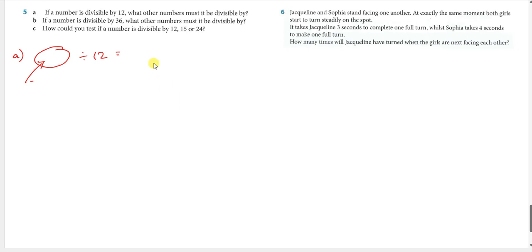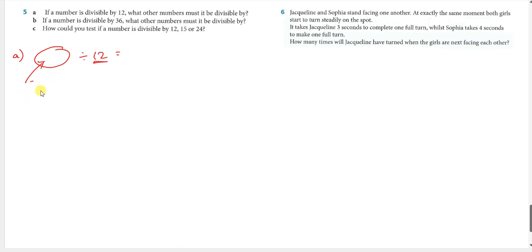For example, if I give you a number and say this number is divisible by 12, can you find me the other numbers by which we can divide this number? What you have to do is find this number's factors. So 12, we have to find the factors of 12.